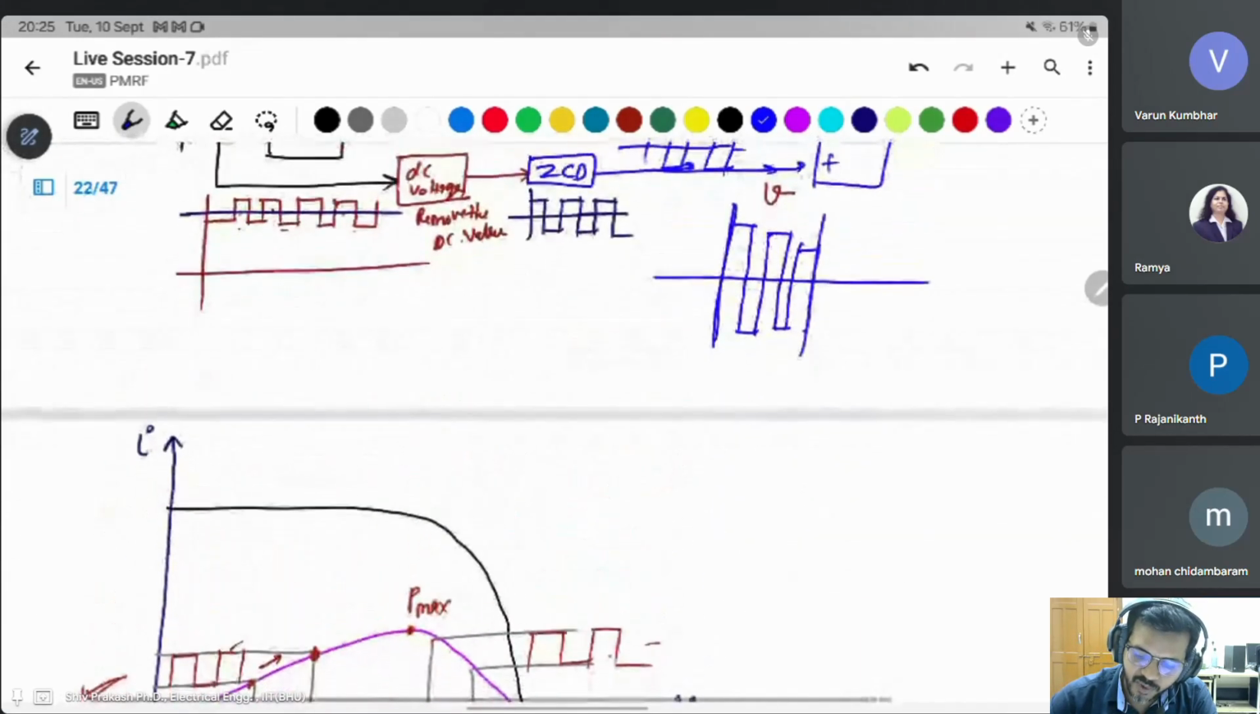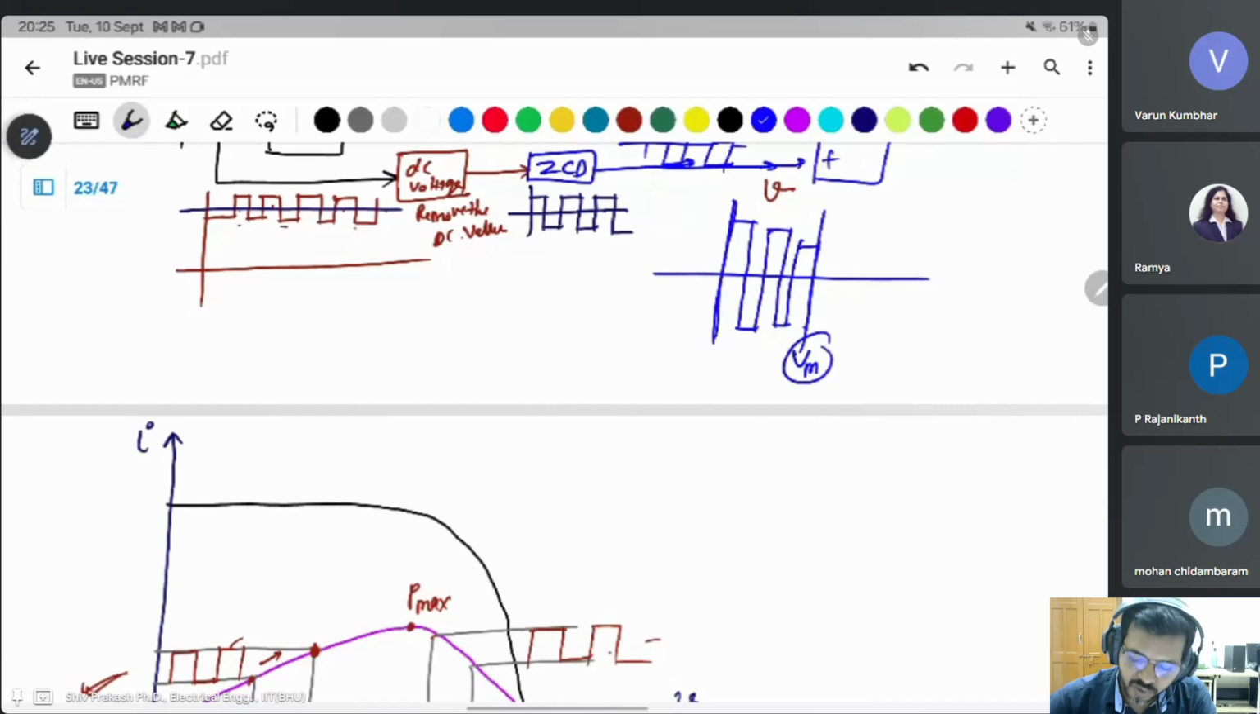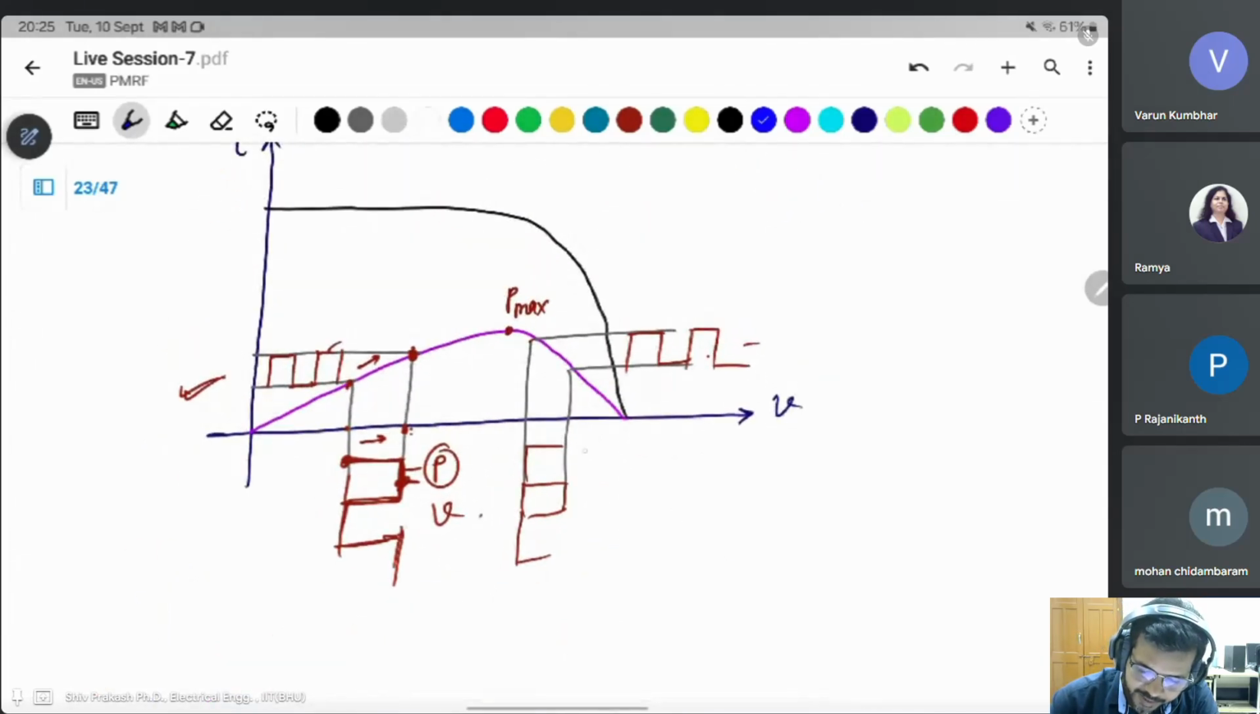Suppose this is the VM point, the maximum power point. Suppose you go to the right side, then what happens here? Take the power, maximum power graph. This one is the maximum power graph. See this one. Suppose this point is this one, same point is this one. At that point, some voltage. After that, the voltage here is increasing. The voltage is increasing. Then what happens here?